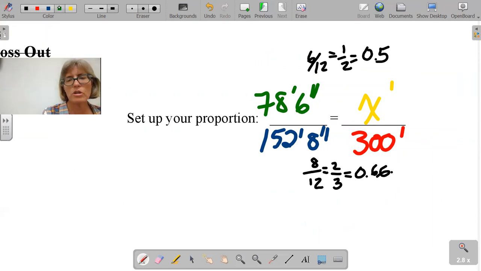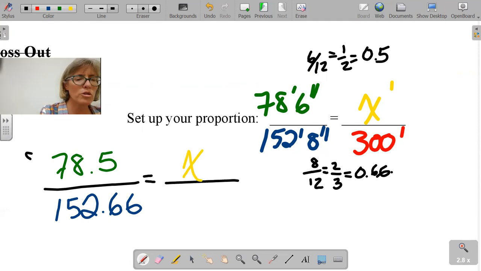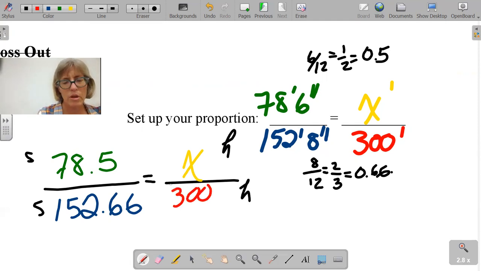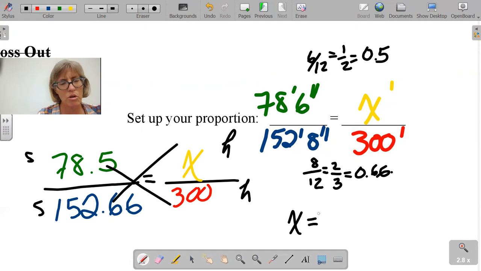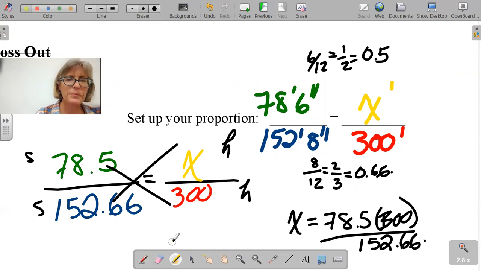So your proportion should look something like this: 78.5 over 152.66. 6, 7, repeating is fine. If you did 6, 7, it's fine. Unknown height. So I'm going shadow over shadow, height over height. Small to large, 300. Don't touch a calculator until your variable's by itself. So you can see here that your unknown is basically going to be 78.5 times 300 divided by 152.66. Let's see how you did here.